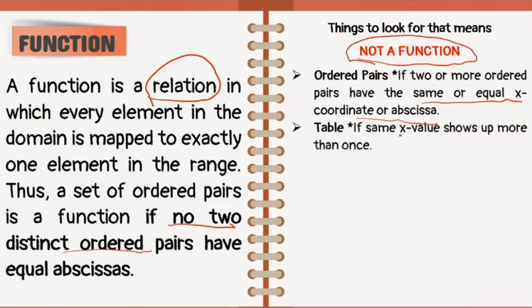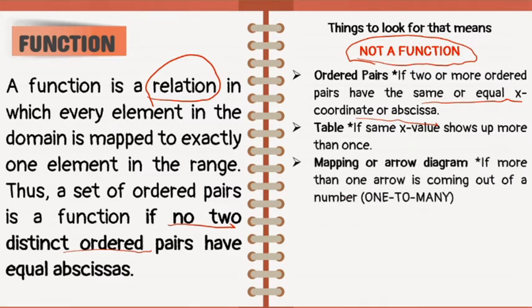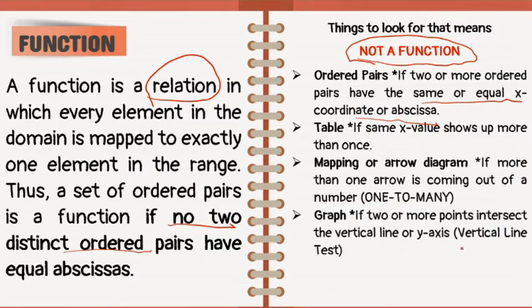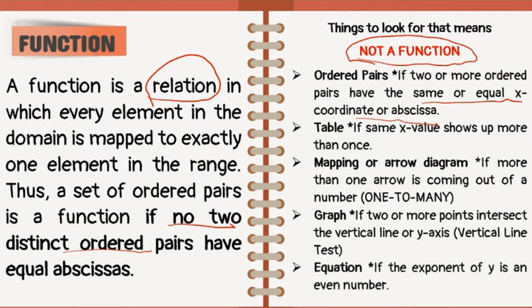Next is yung table natin. Ayun, ganun din. Kapag may magkamukhang x value, yung mapping or diagram natin, kapag ka merong dalawang arrow o mahigit pa yung lumabas sa isang number or yung one-to-many, not function. Sa graph naman natin, meron tayong tinatawag na vertical line test. Ibig sabihin, kapag ka dalawa or more yung dumaan sa vertical line or dun sa y-axis natin, dalawang points yung dumaan, not function. And then sa equation natin, kapag ka yung exponent ng y natin ay even, not function din. Again, ito ay not function.